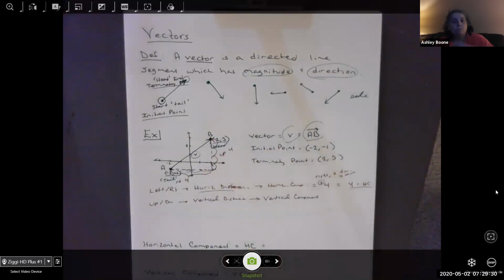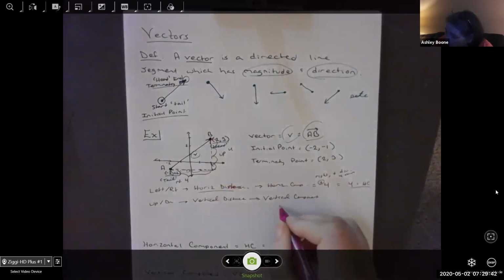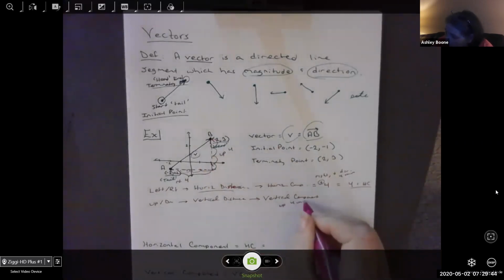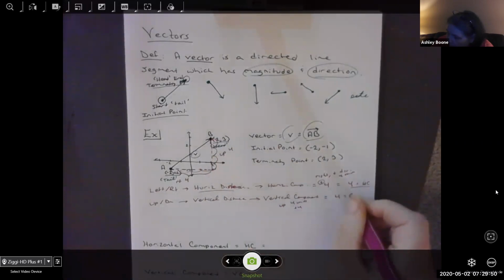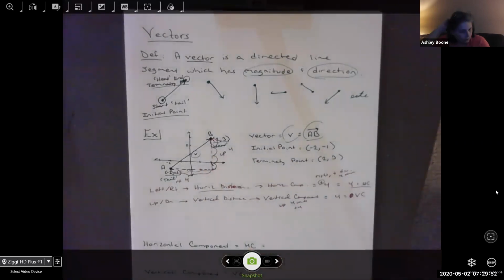Now again, up and down. If you're going downward, that's a negative direction. That would be a negative movement. If you're going upward, positive direction, that's a positive movement. So the fact that we went up 4 units means that's a positive 4. Our vertical component is positive 4. I'm going to write VC for vertical component.